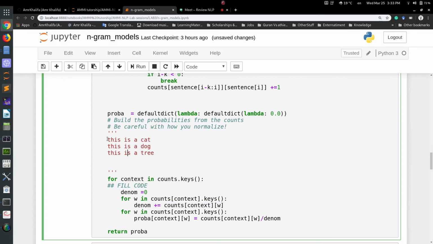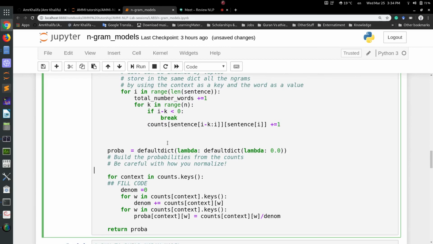But in order to find the number of times "this is a" appears, I will calculate the number of times cat appears after "this is a", and add to it the number of times dog appears after "this is a", and the number of times tree appears after "this is a". When I calculate all of them, this is going to be my denominator. So this is what I've done here. I calculated the number of times all the words appear after this particular context, and when I divide the count of my particular word given its context by the total number of times all the words appear after that context, it is going to give me the probability of the word.